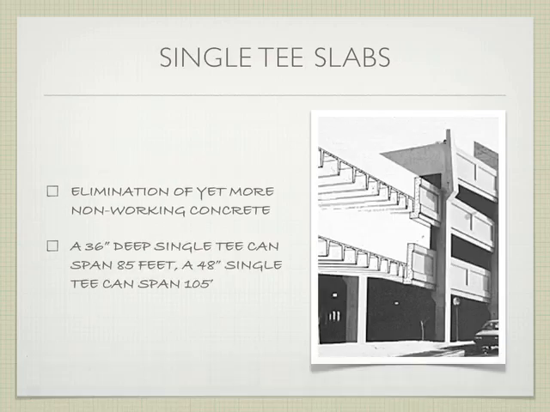We get finally to the single T slabs. It's the elimination of yet even more non-working concrete. A 36-inch deep single T can span 85 feet. A 48-inch can span 105 feet. So these are pretty long-spanning elements that can be prefabricated off-site.